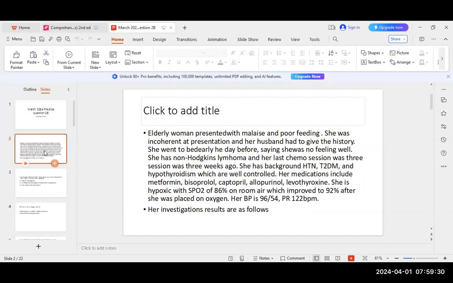Then electrolyte imbalances, especially in the setting of chemotherapy, tumor lysis syndrome, even though the specific values pointing towards that are not given in the question. I'm just saying that maybe an expanded differential would have probably helped us to capture the correct diagnosis, even if we missed it in our main diagnosis. Thank you.